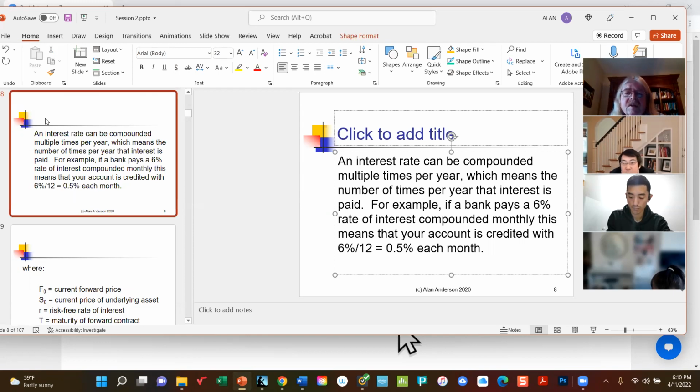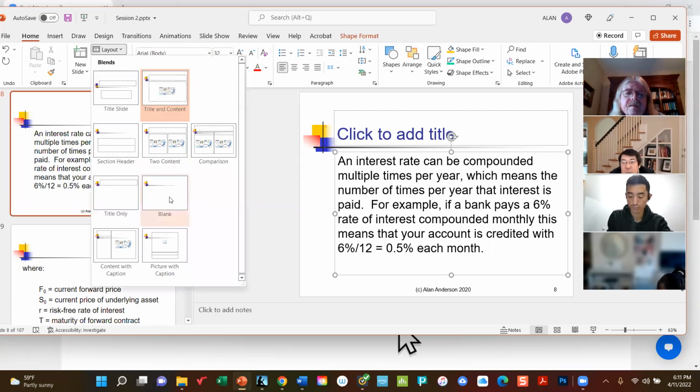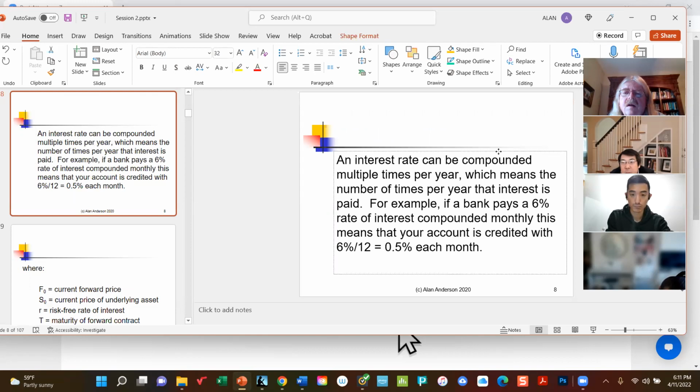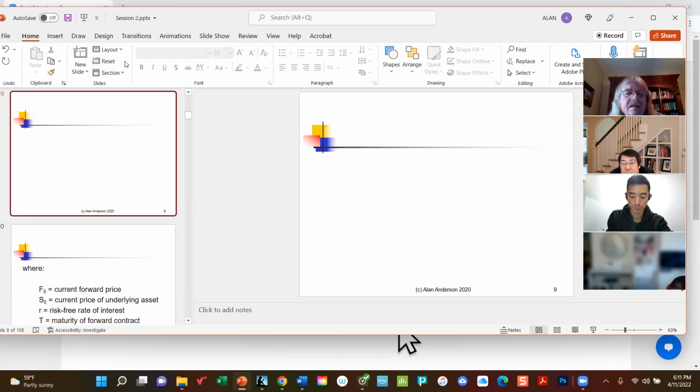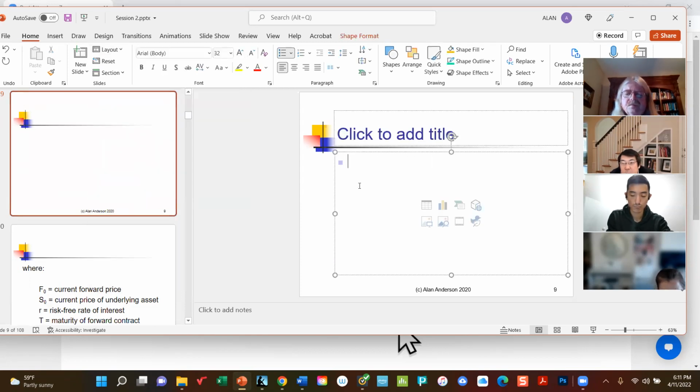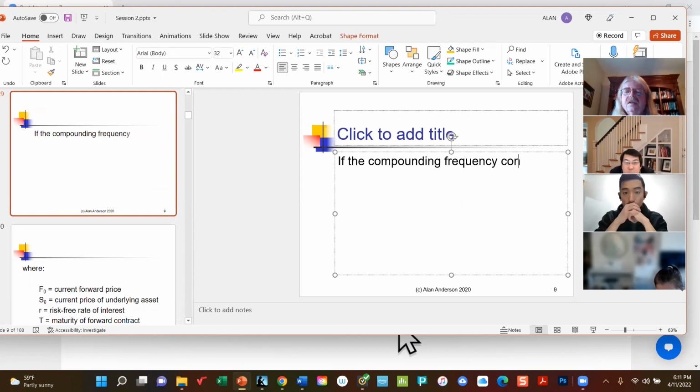Now, what's interesting about this is that the compounding frequency can continue in principle until we reach a maximum value. And if the compounding frequency continues to increase, it eventually converges to infinity.